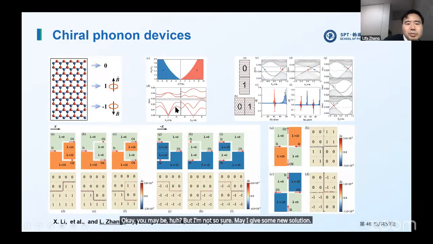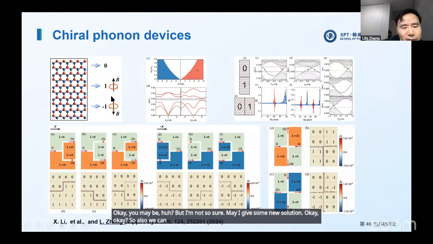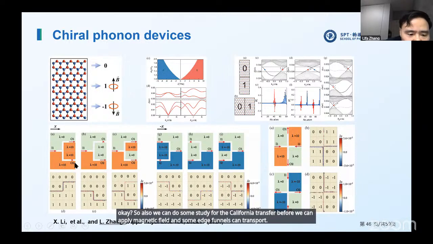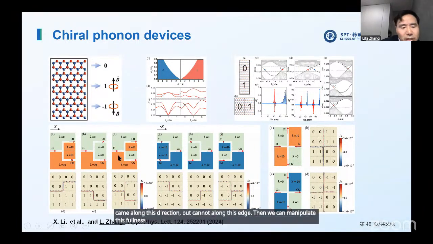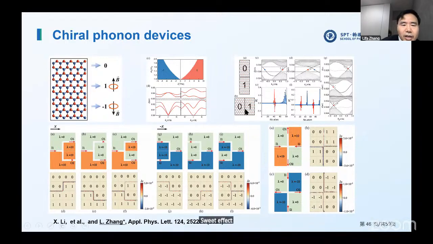We can also study chiral transport. We can apply a magnetic field, and some edge phonons can be transported along this direction but not along this edge. Then we can manipulate these phonons and build some phonon devices. Sometimes we can get some OR gate or switch effect for the phonons.